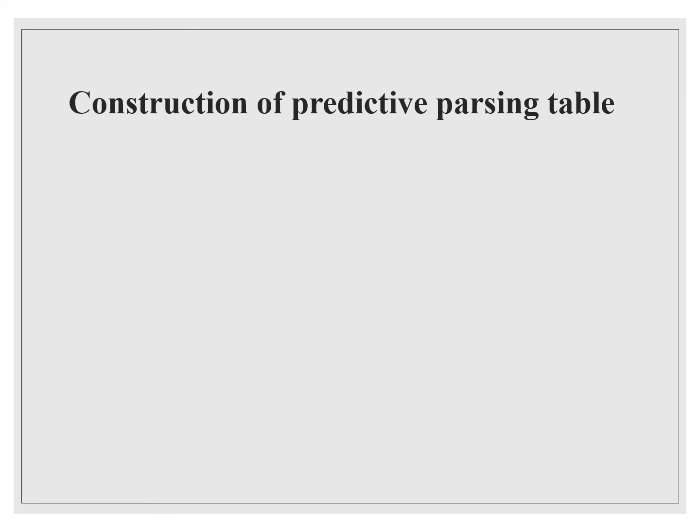Now let us study how to construct a predictive parsing table. We have an algorithm for this. The input for the construction of the predictive parsing table algorithm is the grammar G. And what is the output here? The parsing table M. It also needs some prerequisites like first and follow, which we already studied how to compute for the grammar. According to this algorithm, there are only two steps. Try to understand, there are only two steps.